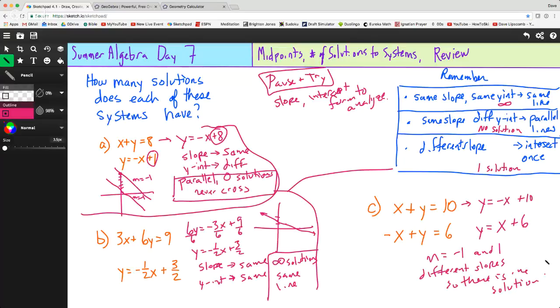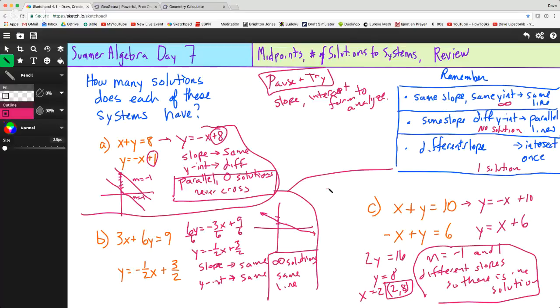So if we go about solving this problem, we can even find that one solution. Now that we know that there's one solution, we can solve it. If we add down to do elimination, our x's disappear, and we get 2y equals 16. Again, we're adding x and -x gives you 0x. Y and y is 2y, and that equals 16. So y equals 8. And if x plus y is 10, then x equals 2. So these guys meet at 2, 8. We can test it here. 2 plus 8 is 10, and -2 plus 8 is 6.